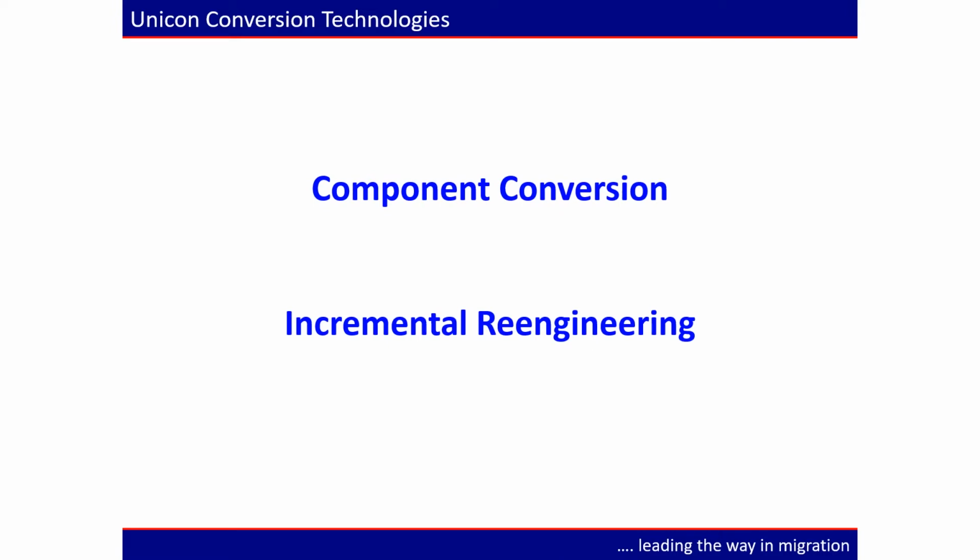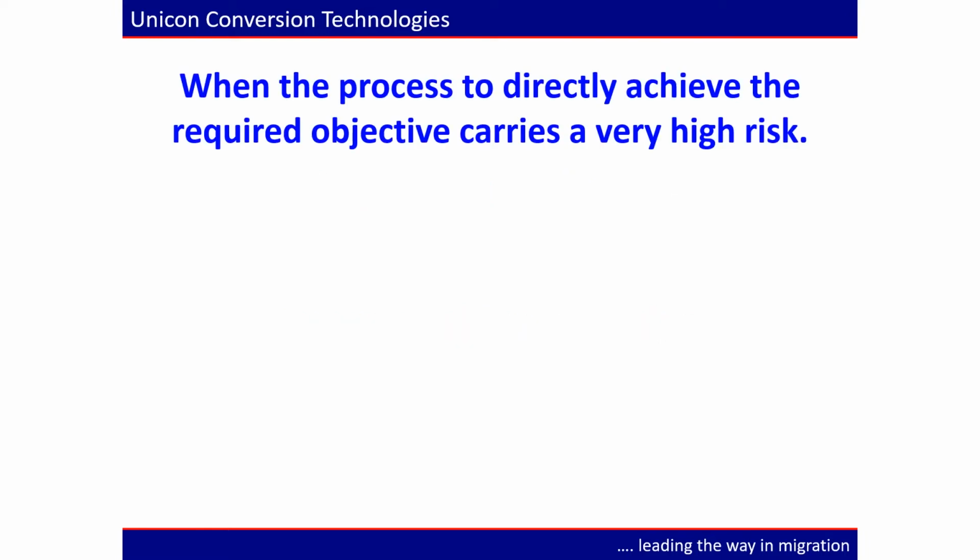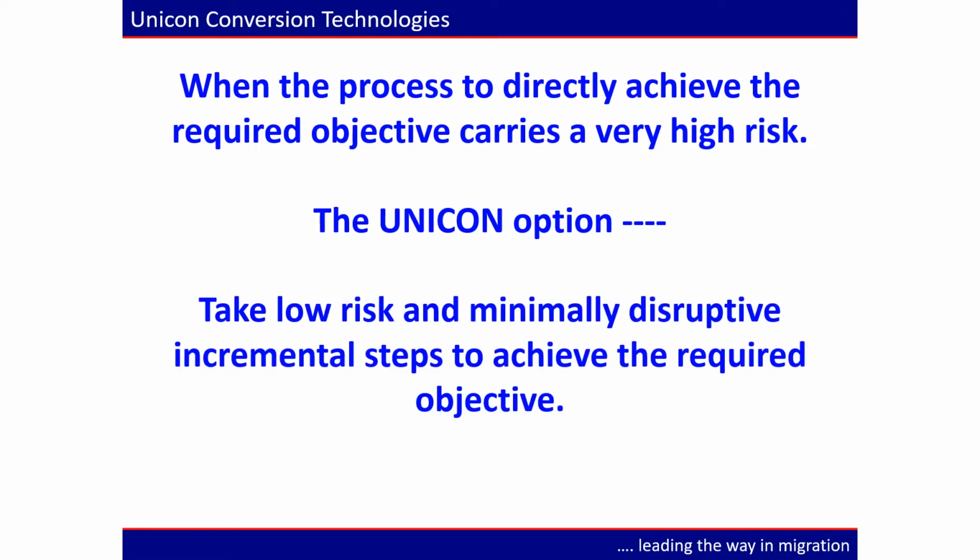This presentation provides a high-level overview of the Unicon process of incremental reengineering. It is an optional process within the Unicon component conversion methodology. This optional process can be used when the process to directly achieve the required objective carries a very high risk. The option is to take low risk and minimally disruptive incremental steps to achieve the required objective. This is what we refer to as incremental reengineering.